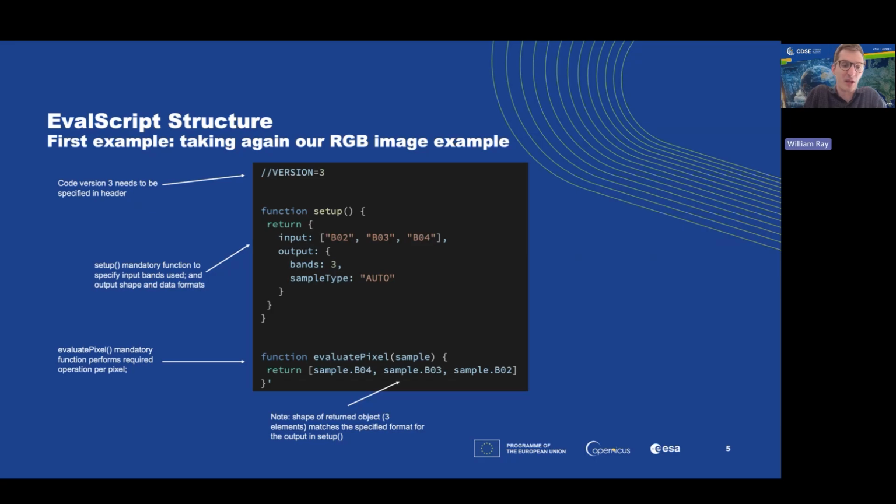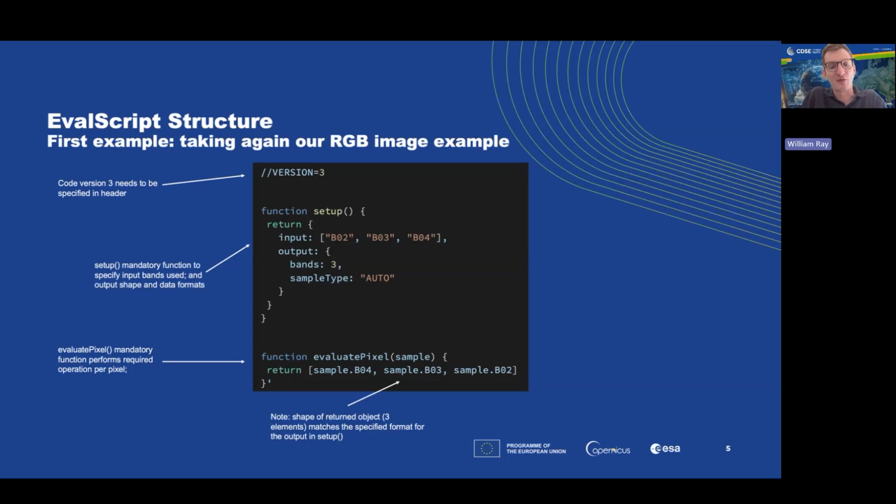So the structure, really simple. Here I've got just an RGB or true color image for Sentinel-2. So the first thing you need to do is just specify the version of the EvalScript. Currently we're on version 3, and it's as simple as just typing out your //VERSION=3, and that's it. You then have a setup function. This is a mandatory function to specify your input bands. You can see in this example, we call them B02, B03, and B04.